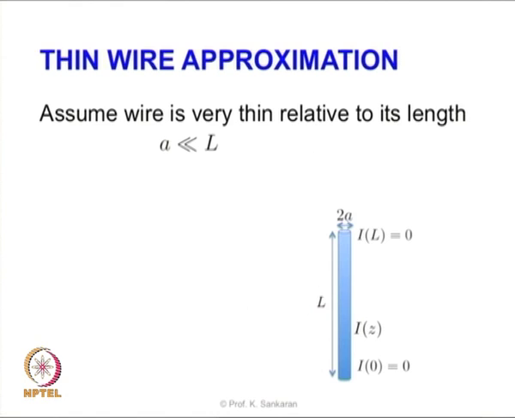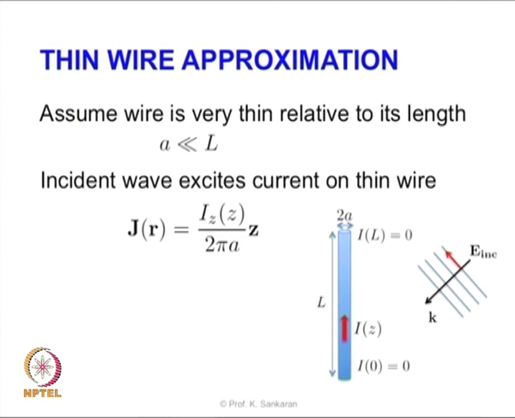So what we are going to do here is, when a is very small compared to the length itself, we can do the approximation as follows. What we have is an incident wave that is coming with the direction of propagation given by the vector k, and the incident electric field has a certain orientation, and it is going to be incident on this particular wire. What we see is the incident wave excites the current on this thin wire.